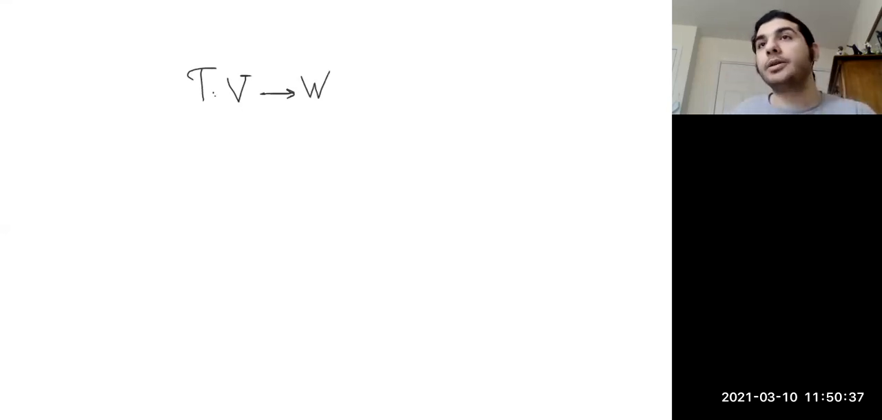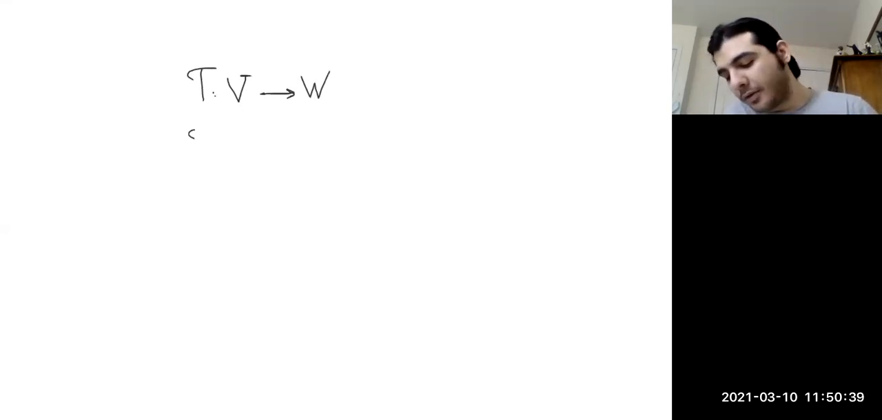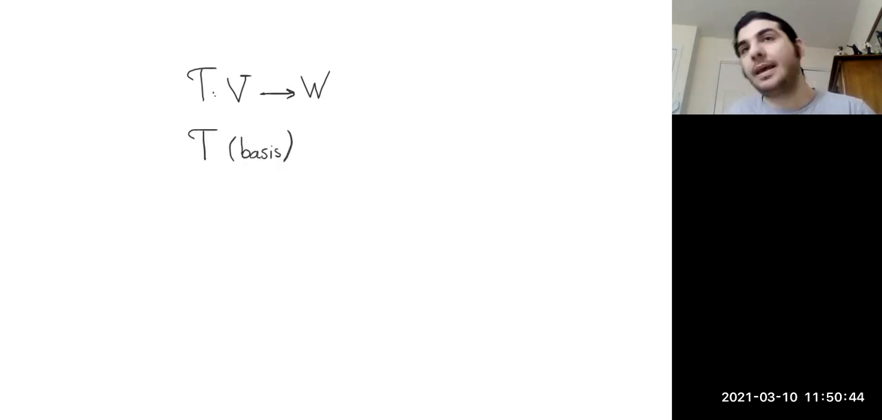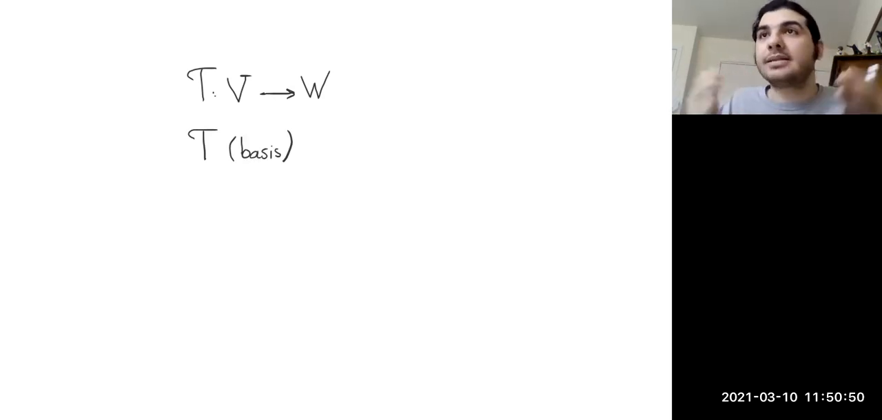So whenever we have, more generally, a linear map between two vector spaces, V and W, we only need to define the value of T on a basis, the elements in the basis. If we know the value of the linear map on the basis, then we know the value of T everywhere, okay?